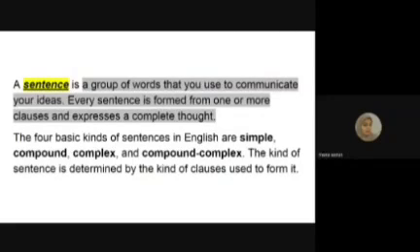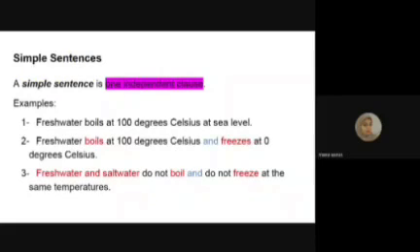So what is meant by a sentence in general is a group of words that you use to communicate your ideas, and each sentence should have one or more clauses that express a complete thought. So a simple sentence is one independent clause. Why is it an independent clause and not a dependent one? Because we need only one clause to express a complete thought. If we write dependent clauses, that means we need another clause to complete the thought, and it will not be a simple sentence. So a simple sentence contains one independent clause that expresses a complete thought. That's why we call it simple.